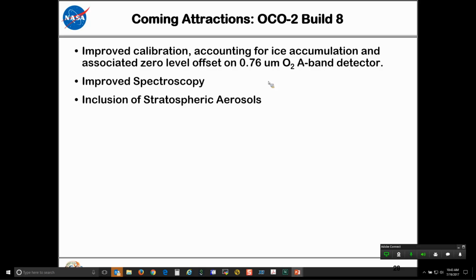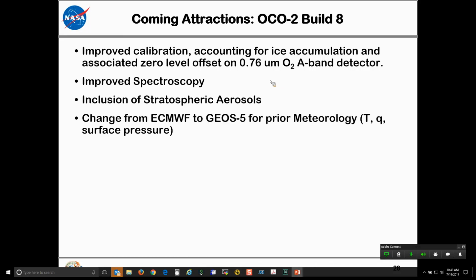We've included stratospheric aerosols to fix that bias I mentioned earlier. We've changed from the ECMWF to GEOS5 for prior meteorology. This really didn't change anything, but it was simply a convenience. We're hoping to use the GEOS5 aerosol predictions in a future version of the model. This just is a step toward that. We improved the CO2 prior, making it more consistent with that used by TCCON.